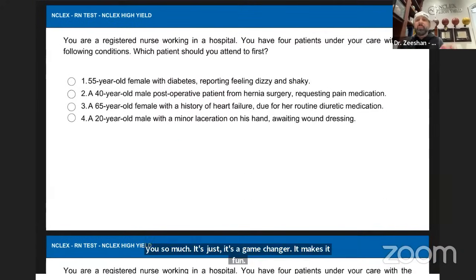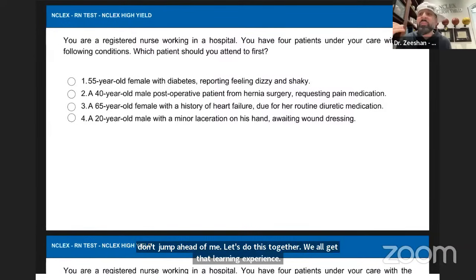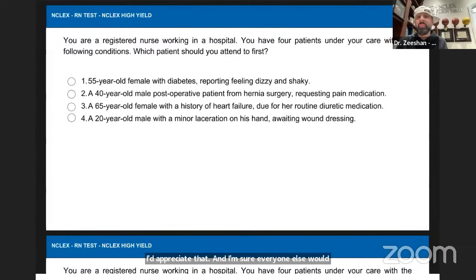All right, here we go. Let's have some fun. Please don't jump ahead of me. Let's do this together so we all get that learning experience. I'd appreciate that, and I'm sure everyone else would too. So we use the method again, and we start with the last part first because I want to see what type of question it is.